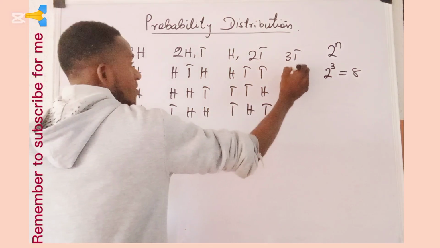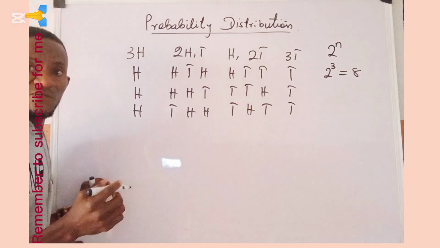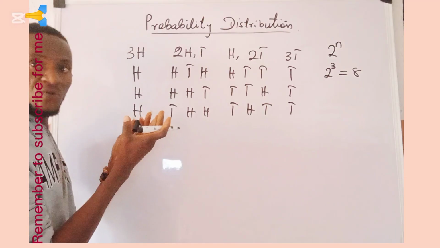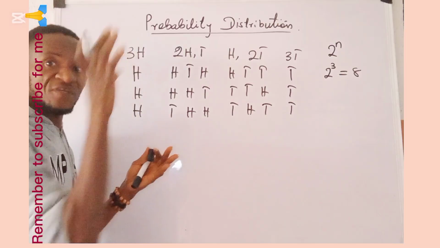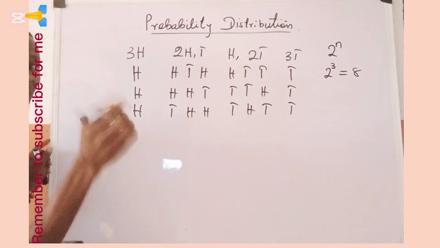Then coming over here, you have tail, and you have tail. So we are now going to use a set to collect all these possible outcomes. Once we do that, we call it the sample space of the toss of three coins. And then let us represent the sample space with a capital letter S.